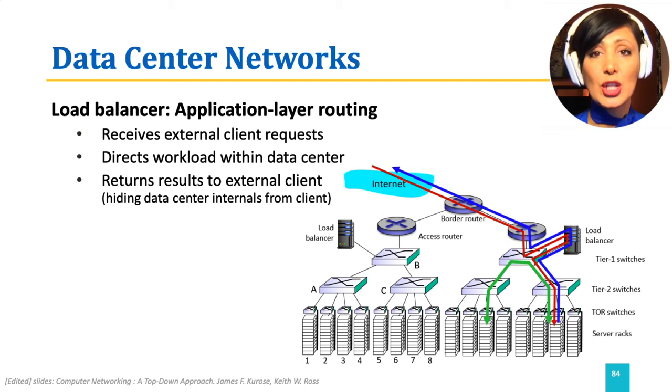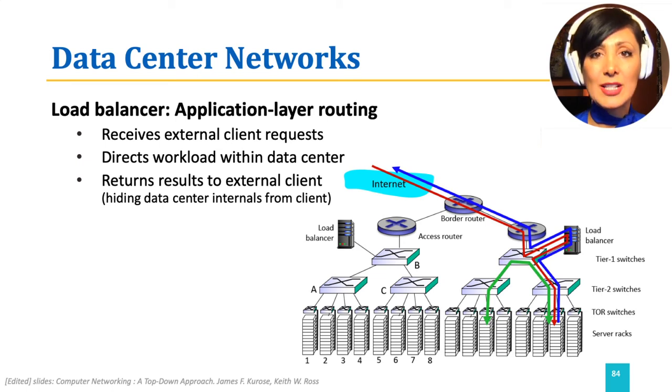In a traditional hierarchical data center design, a number of TORs are connected to a tier 2 switch, which in turn are connected to a tier 1 switch in a hierarchical way. Then, these tier 1 switches are connected to an access router. This would form a layer 2 network, or a LAN, under each access router.